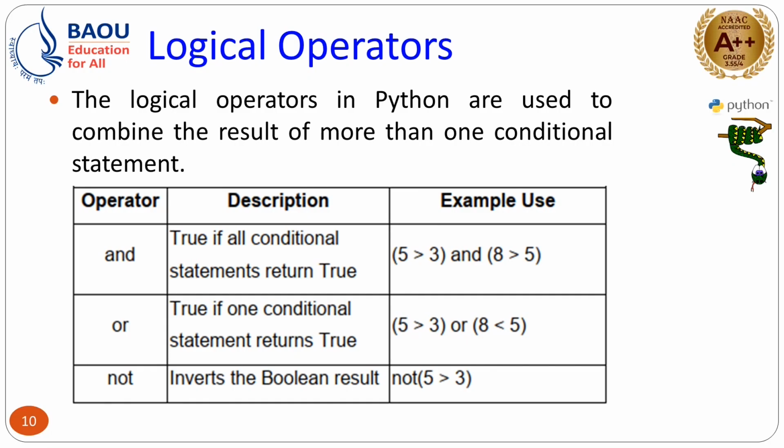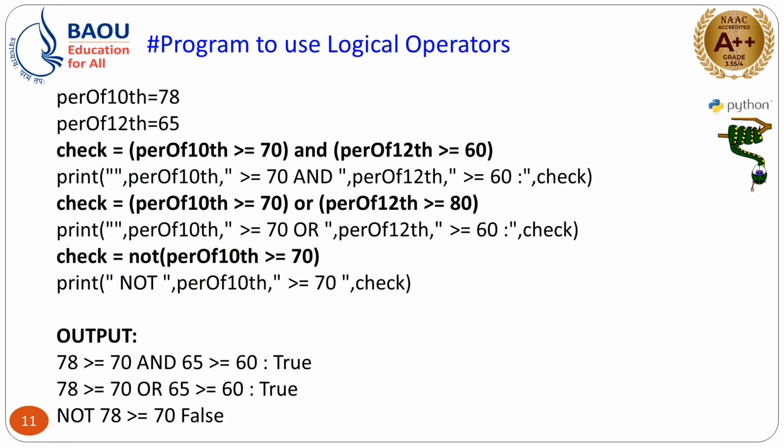Then the other way, the OR operation. In the OR operation, if any one condition is true, then the result will be true. Say for example 5 greater than 3, that is true, or 8 less than 5, that is false. So here if any one result is true, the whole result will be true in case of the OR operation. And in the next operation, the NOT operation, 5 greater than 3 is a true condition, but here you are applying the NOT before it, so you will get the result false, right?